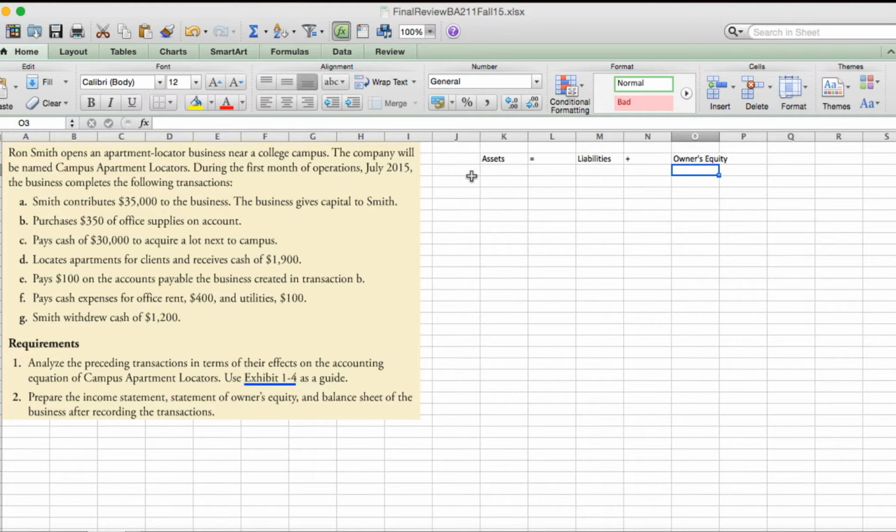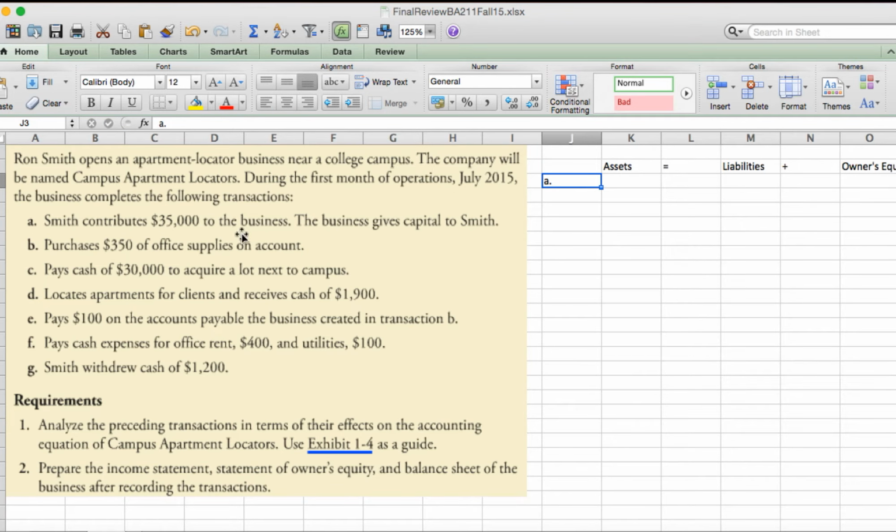So, A. Let me blow this up a little bit. Okay, so Ron Smith opens an apartment locator business near a college campus. The company will be named Campus Apartment Locators. During the first month of operations, which is July, the business completes these transactions. So, A, Smith contributes $35,000 to the business. The business gives capital to Smith.